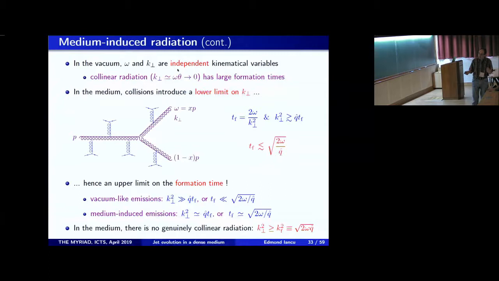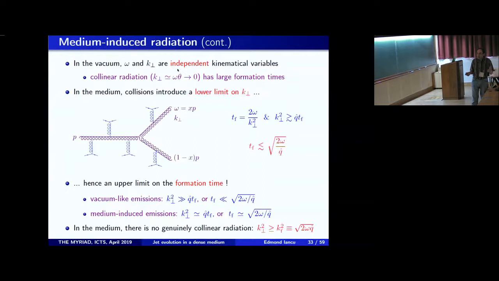So we have either hard and prompt emission. Prompt means the formation time is much smaller than the in-medium formation time, and hard means transverse momenta much larger than the in-medium broadening. Or we have medium-induced emission, which saturates those limits, has the lowest possible transverse momentum, and hence the largest possible formation time for a given energy.